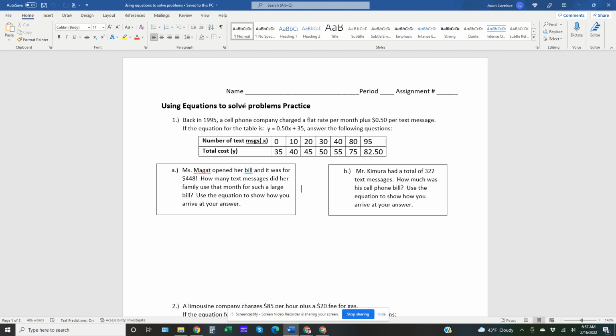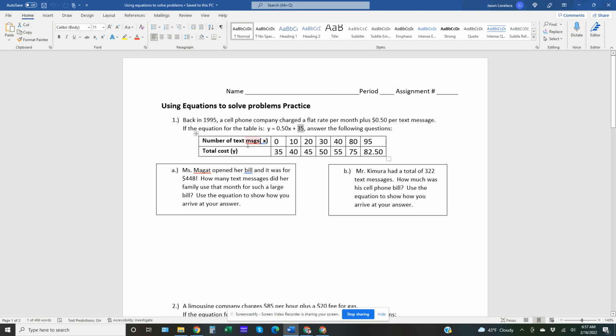Number one says back in 1995, a cell phone company charged a flat rate per month plus 50 cents per text message. If the equation for the table is y, notice how total cost is y, is equal to 0.5 times x, okay, so 50 cents times the number of text messages plus our $35 flat fee, answer the following questions. So we're saying our total cost, again, that's y, is equal to our cost for text messages plus our flat rate for the month.